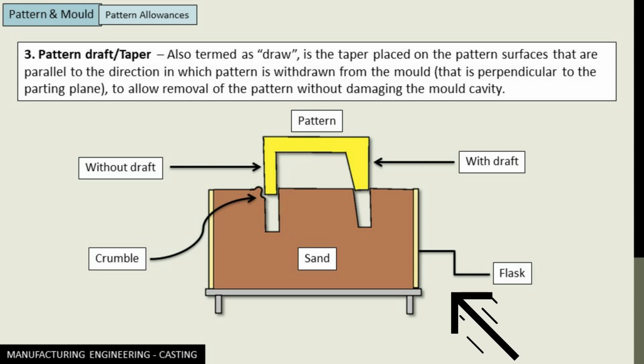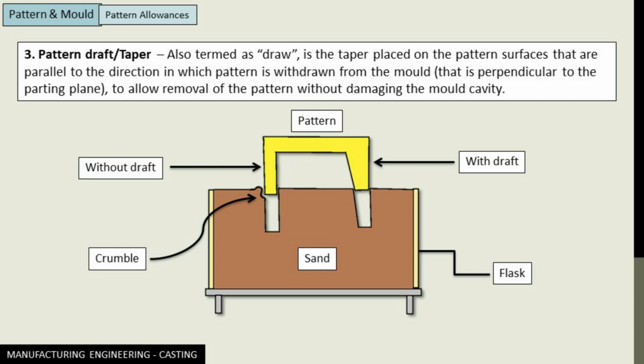As you can see in this particular figure, if a pattern is not tapered enough, it will in turn crumble or basically destroy the sand mold, and hence the cavity will not be dimensionally accurate. The cavity will be distorted, the cavity will be damaged, and hence the casting will come out to be a faulty one.